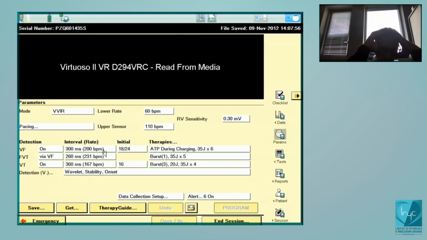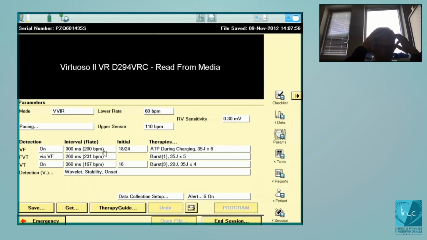But it means also that you will use the same VF counter down to the rate of 200 beats per minute. So in the fast VT, you will use the VF counter. So any cycle that will be labeled as VF or fast VT will implement the same VF counter. Okay, so you will use the same counter, and if it's programmed like that, you will require 18 out of 24 cycles that will be labeled either VF or fast VT.